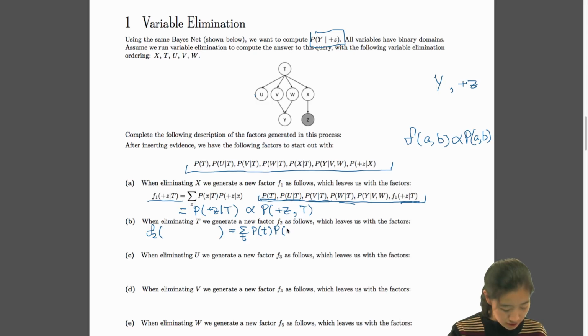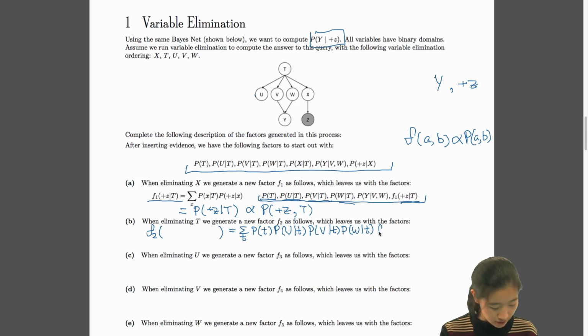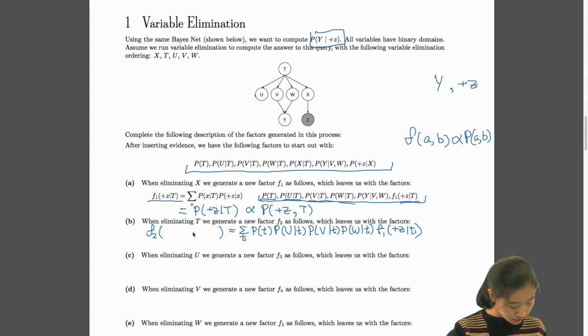So that's going to be the probability of T, the probability of U given T, the probability of V given T, the probability of W given T, and the factor we just created containing +c and T. So this is a huge factor. Let's go check which ones are the variables that we would be left with if we summed out T. We would have U, we'd have V, we'd have W, and we'd have our +z.